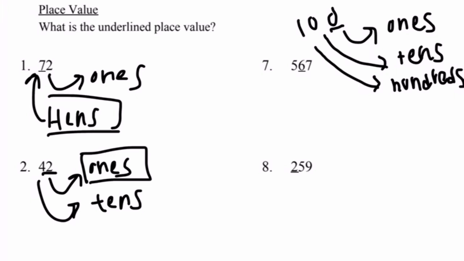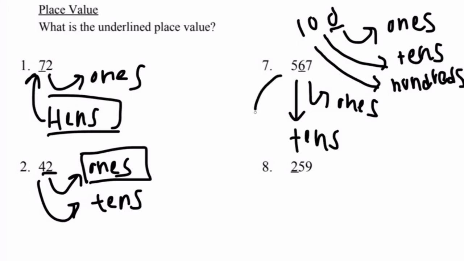Number 7, 567. Well, we know that the number on the right represents our ones place. The 6 in the middle represents our tens place. And the 5 on the left represents our hundreds place. So that only means the underlined 6, or the value 60, represents our tens place.